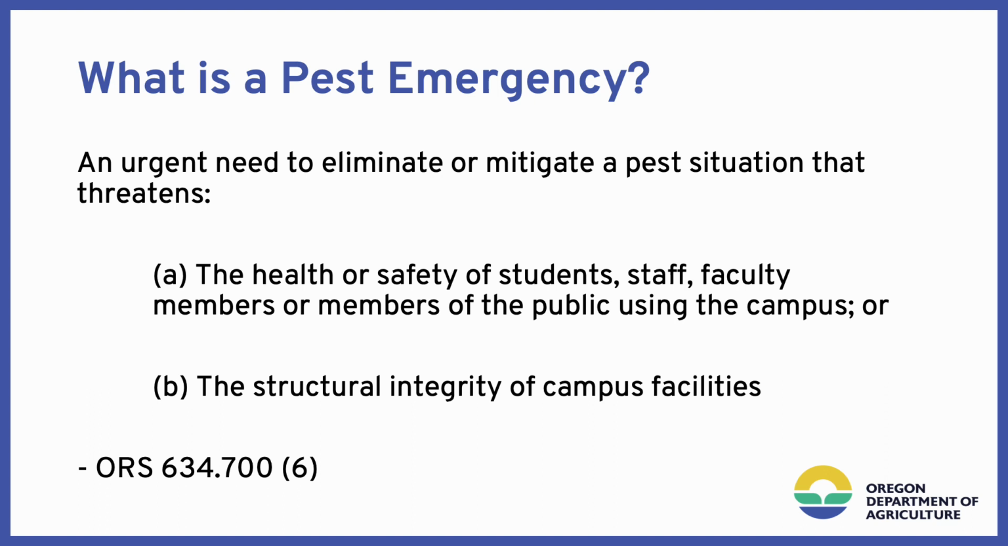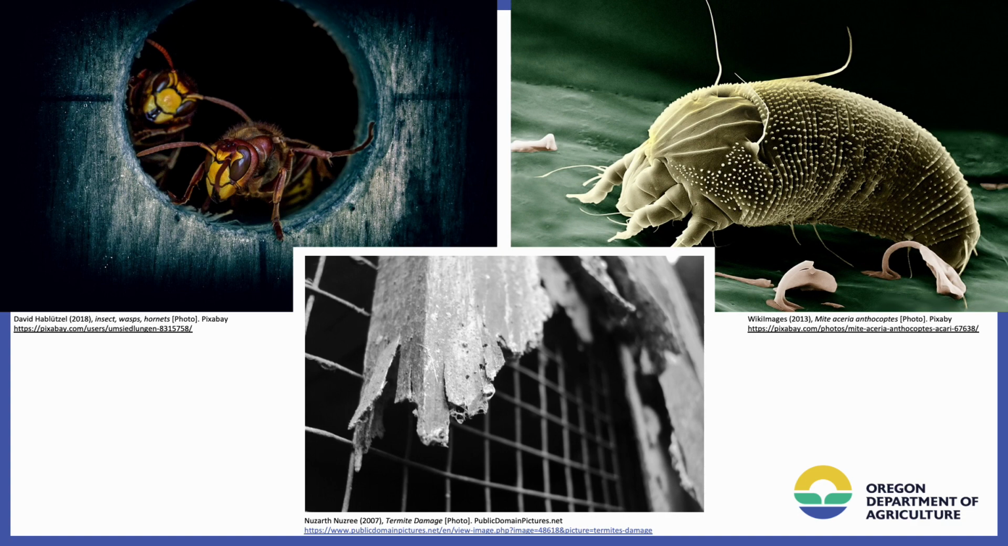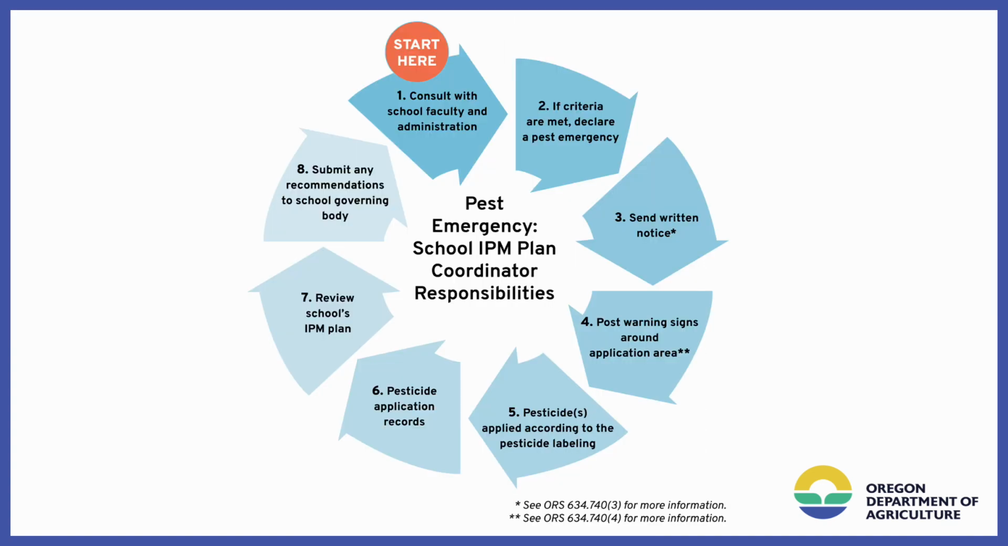What is a pest emergency? A pest emergency, as defined by Oregon Revised Statute, is an urgent need to eliminate or mitigate a pest situation that threatens the health or safety of students, staff, faculty members, members of the public using the campus, or the structural integrity of campus facilities. For example, yellow jackets and termites are among pests that may cause an immediate threat to the safety of the school community or structural integrity of the building, and may necessitate the need to declare a pest emergency.